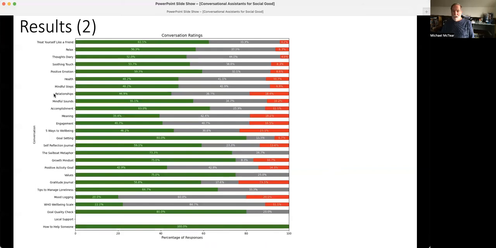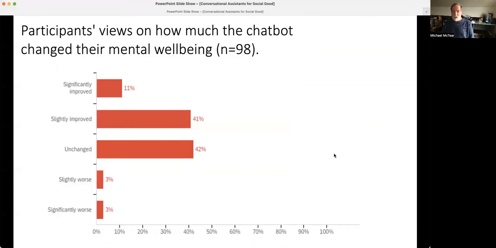Another set of results is showing basically the ratings of the conversation. By and large, most of the different types of conversation were rated fairly well. We actually had a lot of different statistics that were compiled from analyzing the logs of the interactions, and also interviews with the participants. Here, for example, we see the extent to which the participants felt that the chatbot actually changed their mental well-being. In this case, we had 98 participants, and as we can see, the picture is fairly good.